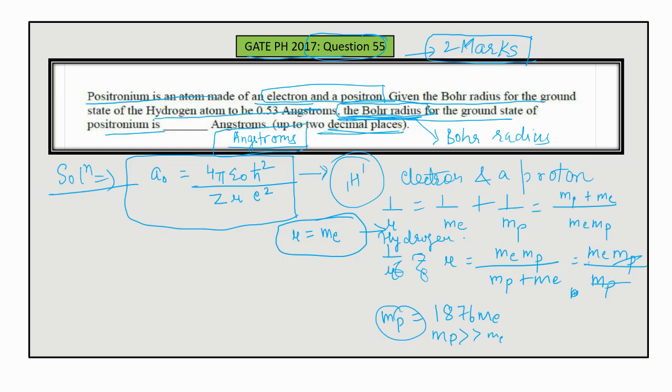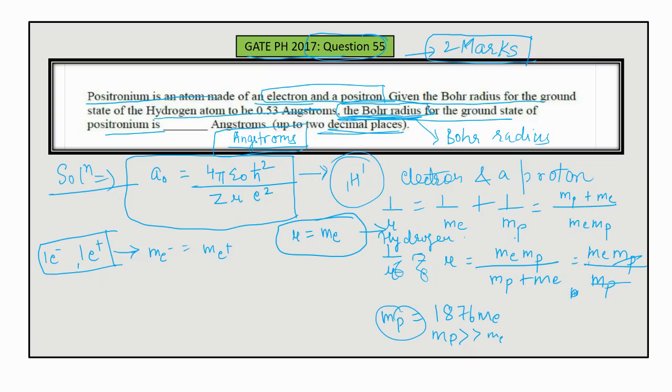But here what is given to us? It is positronium. In positronium we have one electron and one positron, and this electron and positron are equal and opposite particles. They have the same mass.